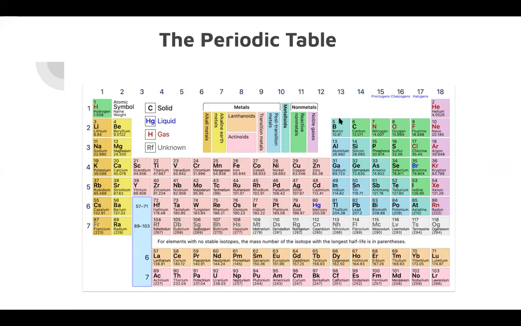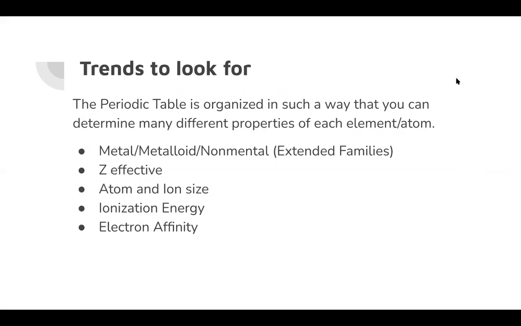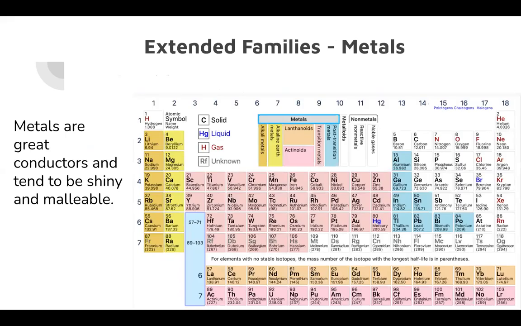For the groups, but we also have by the color here, as you can see, there's like the metalloids, and then the green here is like the non-metals, and then 18 is the noble gases. And so those are like the main families we have, and then we'll get into the extended families now.